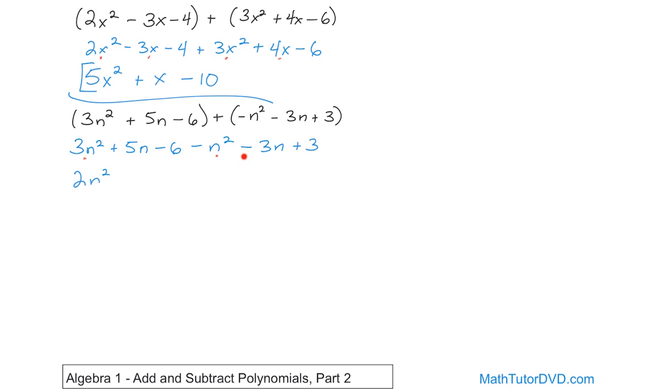So you have 5 minus 3. So 5 minus 3 is positive 2. Positive 2 what? It's going to be positive 2n because that's the variable that you're adding there. 5n's minus 3n's is going to give you 2n. And then finally, you look at the last thing. You have negative 6 and you have positive 3.